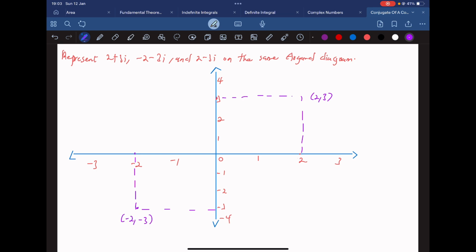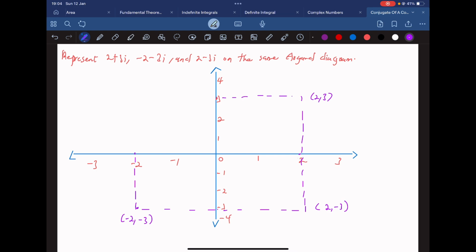Now for the last one, we should have 2, so this is +2, okay, and -3 is here. So if we trace it, we're going to have something like this. So this is 2, -3. So this is how the Argand diagram is going to look. I hope this helps.